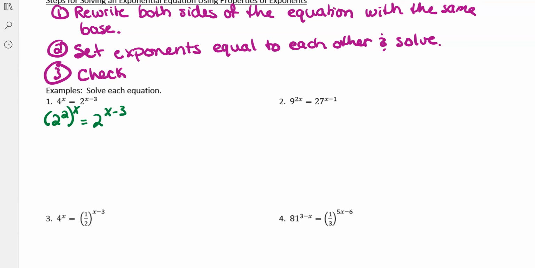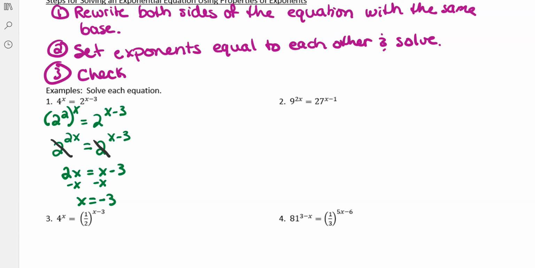All right, so we want to simplify that, and using our exponent rules, that means we can multiply. So we have 2 to the 2x equals 2 to the x minus 3. All right, now our bases are the same. So those can cancel. And we can just set the two exponents equal to each other. And now it's just a simple linear equation to solve. So I'm going to subtract x from both sides, and that's going to give me x equals negative 3.